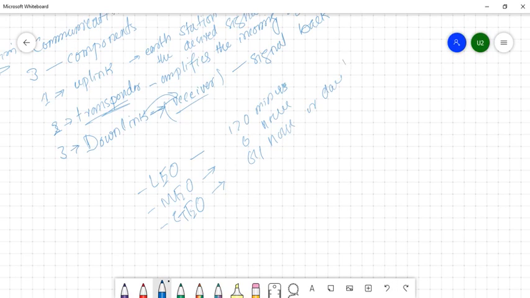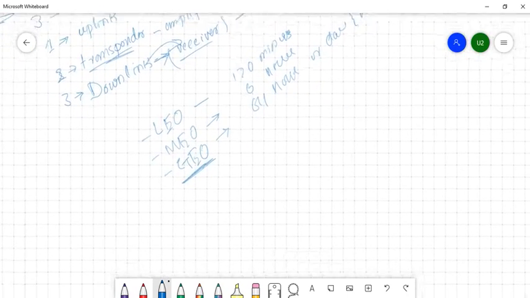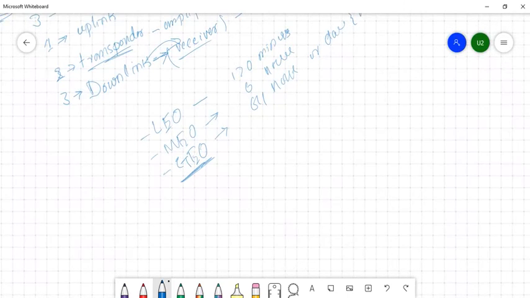Day and night, because its inclination is parallel to the equator. So the rotation of Earth is similar to that of the satellites found in the geostationary Earth orbit.